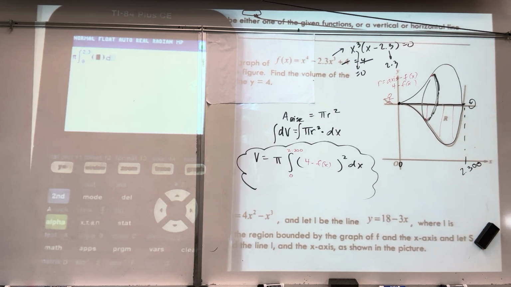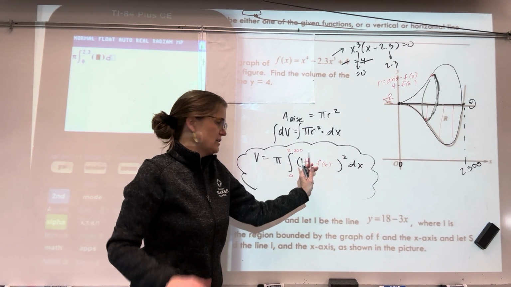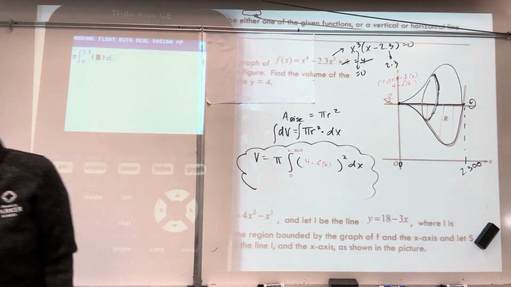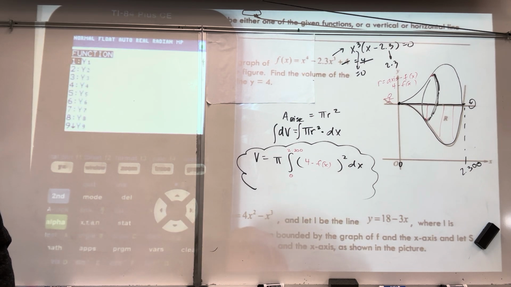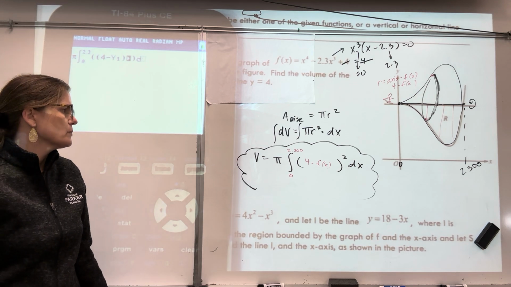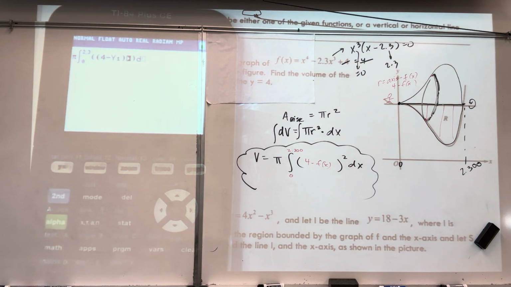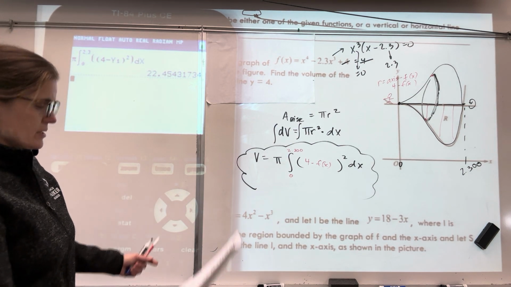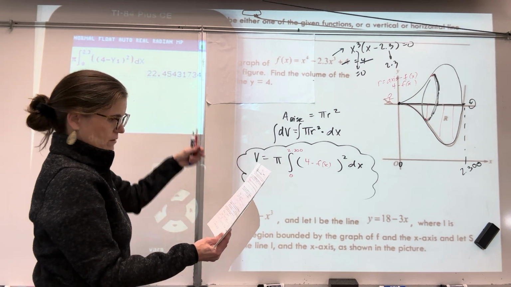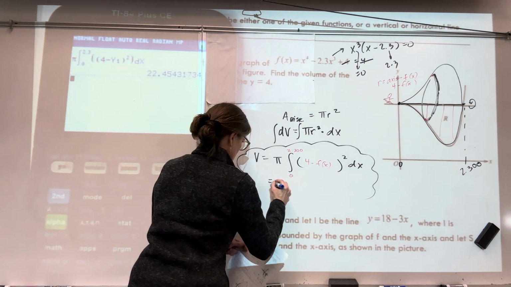And then inside here, because we're quantity squaring, we will need a new set of parentheses. So you'll want to open a set of parentheses. And then 4 minus vars, y vars, y1. Oh, and again, I had that 4 in there as y2, so I could have done y2 minus y1, right? Either way. And then quantity squared, all with respect to x. Nice, and if I've done that right, it should give me 22.454.